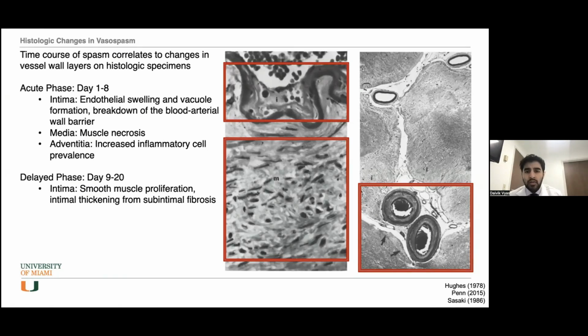The next thing you see is muscle necrosis and smooth muscle breakdown within the media. That's that bottom square on the image on the left as well. And increased inflammatory cells present within the adventitia of blood vessels. You see the delayed response a little bit later, and you're now going to have much more fibrosis and scarring within the intima. And what you see on the image on the bottom right is that beneath the intima, you have subintimal fibrosis and smooth muscle proliferation. So you actually get progressive vasoconstriction in this case that correlates to the time course of vasospasm onset being most severe around 1 week post aneurysm rupture.